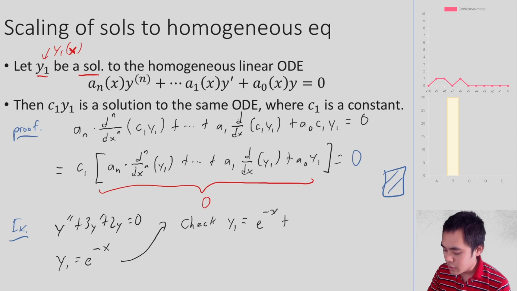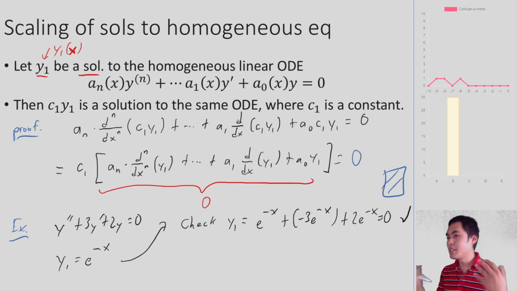Plus, when you take the minus 3 e to the minus x, plus 2 e to the minus x, this is equal to 0. And so this is a solution. We can check it by just plugging these things in.